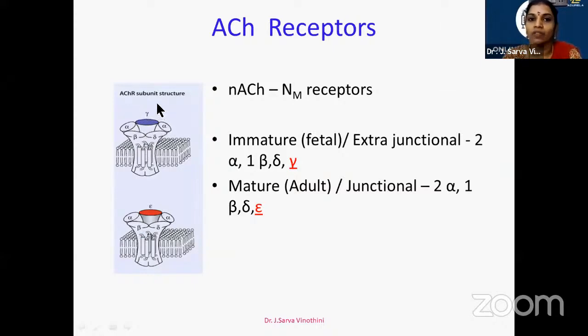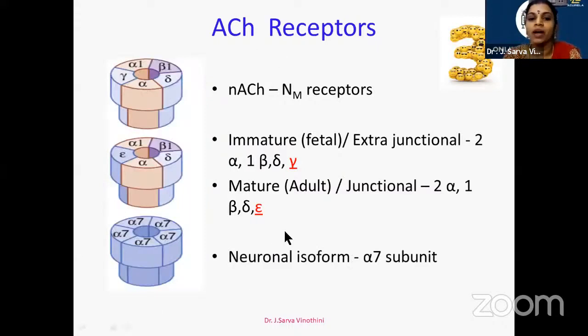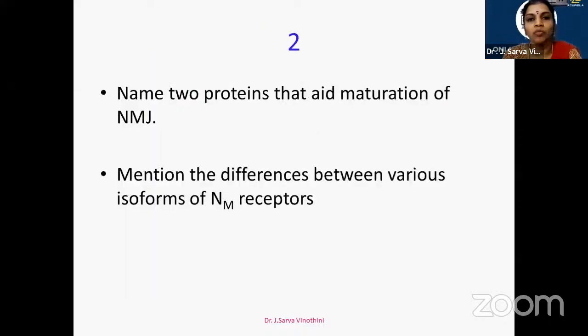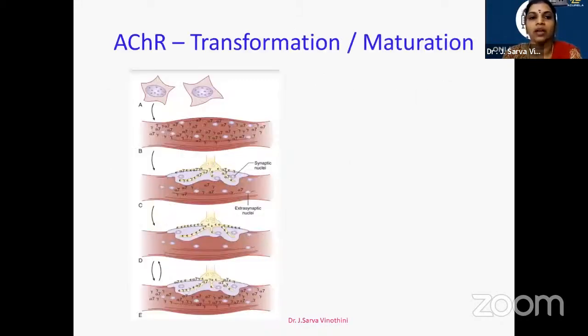But as we saw, we have to remember number 3. So there is a 3rd isoform that has now come up. It is called a neuronal isoform, wherein all the 5 subunits are of the alpha 7 type. So this is called a neuronal type or the alpha 7 isoform. So now we have 3 receptors: the adult or the epsilon type, the fetal or the gamma type, and the alpha 7 type. Name 2 proteins that aid in the maturation of the neuromuscular junction. Mention the differences between various isoforms of the neuromuscular receptors.